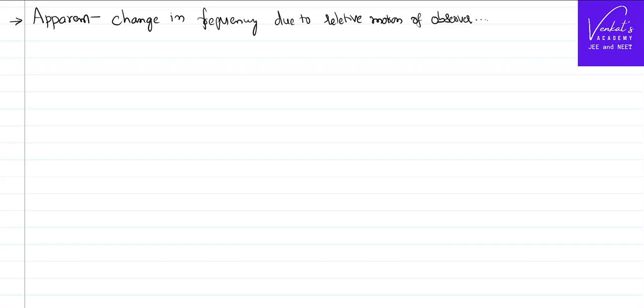Hello everyone. In this video, we are talking about the apparent change in the frequency due to relative motion of observer, which is a concept of Doppler effect. Before going ahead, let me define Doppler effect for you.